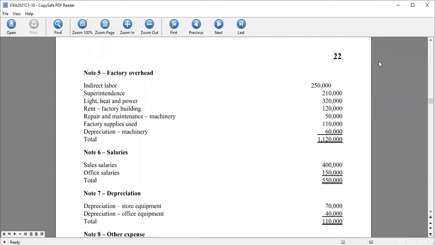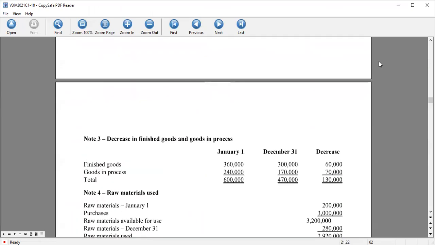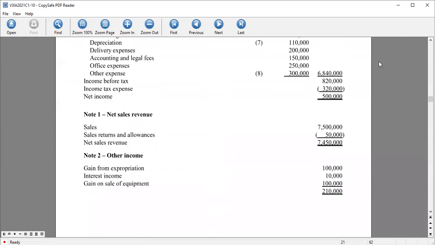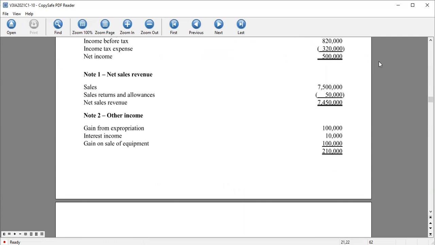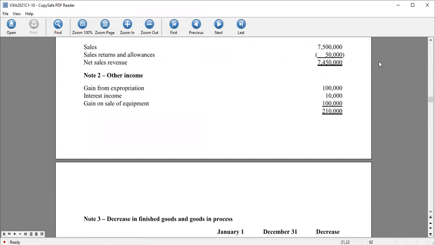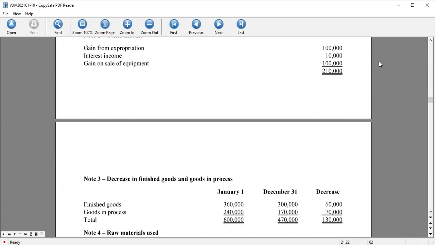So for note number 1, we have now the net sales revenue. We have sales minus sales returns and allowances. So we have net sales. Then other income, gain from expropriation, interest income, and gain on sale of equipment. Now we have the total similar to the number 1 method, the cost of goods sold method. Decrease in finished goods and goods in process.